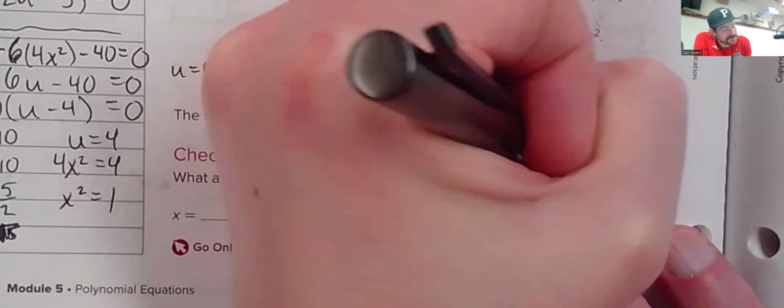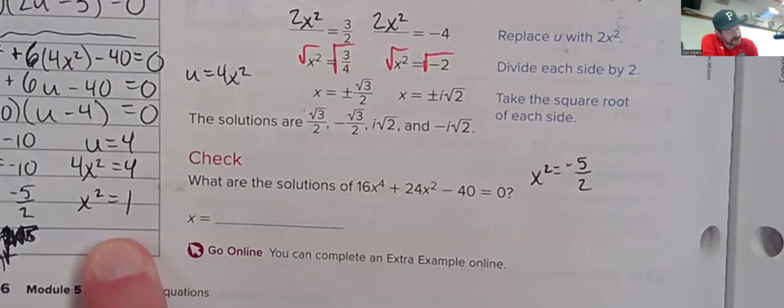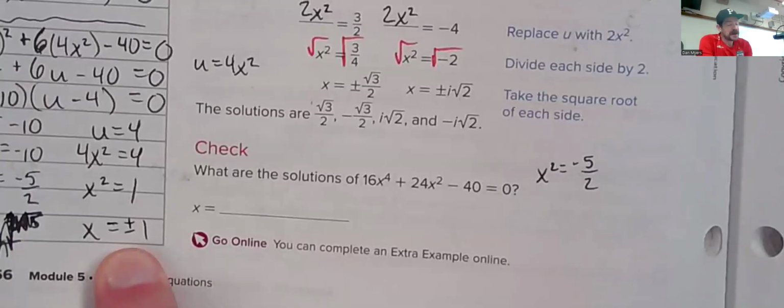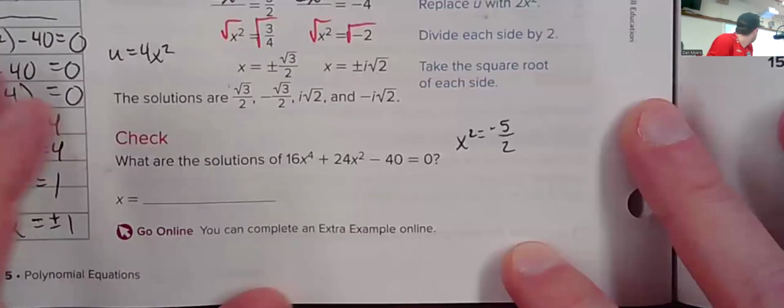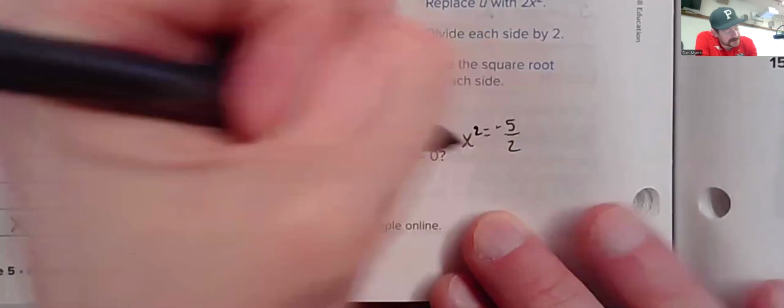negative 5 over 2. This one, by the way, is just positive and negative 1, because if you square root 1, you get 1 and negative 1. So the real answers are going to be 1 and negative 1. However, the imaginary answers are going to be a little bit different. So I'll just show the work for this one.